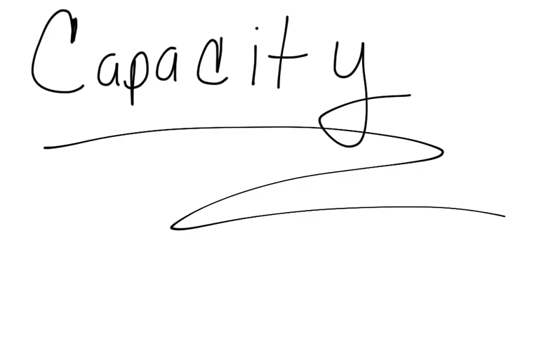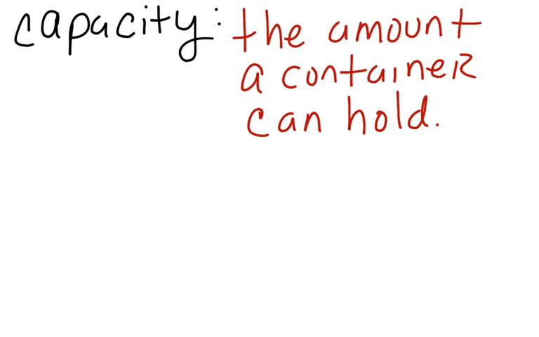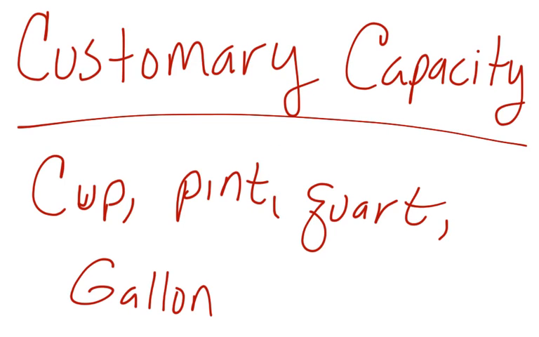So let's talk about capacity. Well, what is capacity? Capacity is the amount a container can hold. So when we talk about capacity, we're going to be talking about things like cups, pints, quarts, and gallons. And this is just customary. Remember, we are going to talk about metric too.